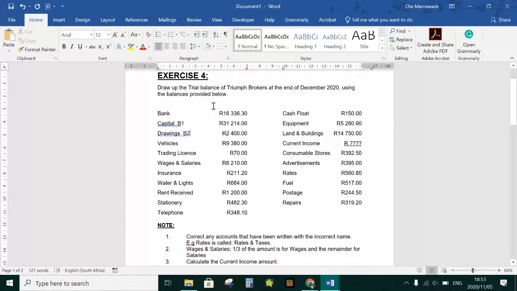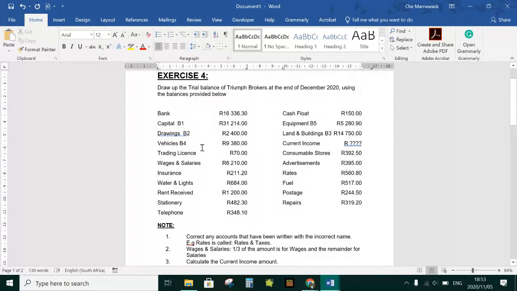Then we have a look, do we have land and buildings? We do. So land and buildings will be B3. We have vehicles? Yes, that will be B4. Do we have equipment? Yes, that'll be B5. Then, do we have trading stock? As I look through, we don't have trading stock. So we leave trading stock out, and whatever comes next is going to be B6.